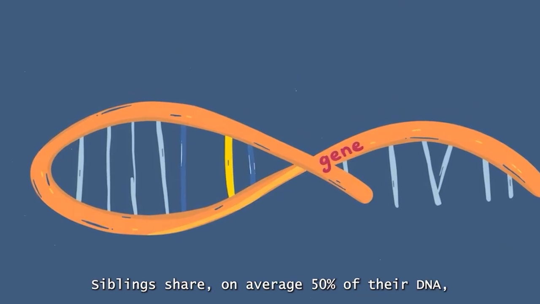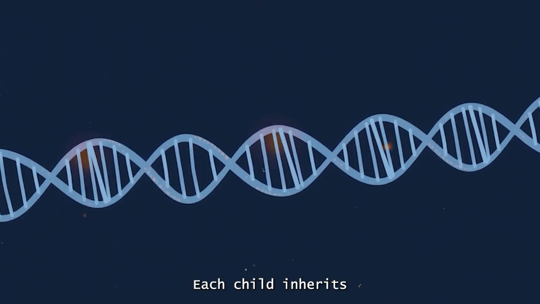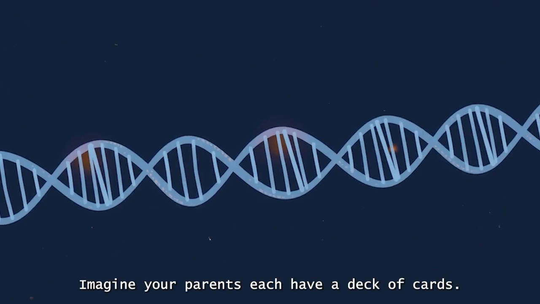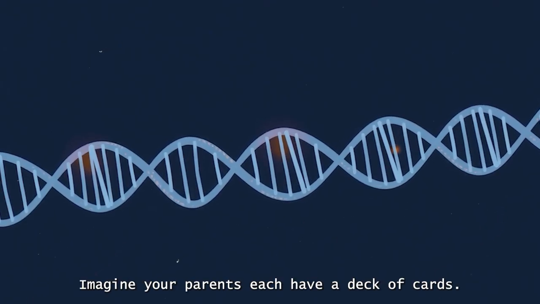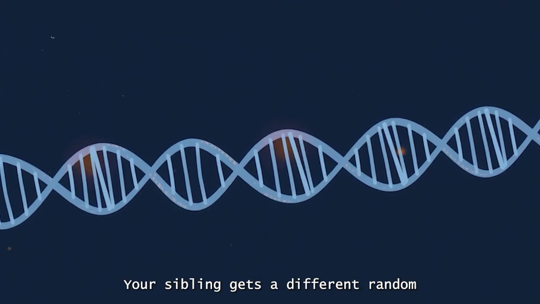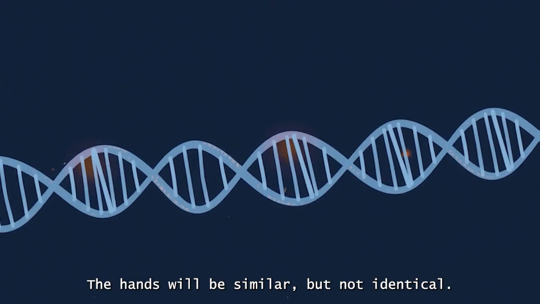Siblings share, on average, 50% of their DNA, but it's not the same 50%. Each child inherits a random mix of genes from each parent. Imagine your parents each have a deck of cards. You get a random hand from each deck. Your sibling gets a different random hand from the same decks. The hands will be similar, but not identical.